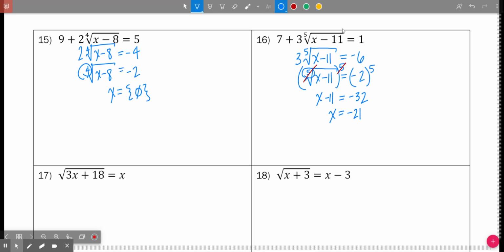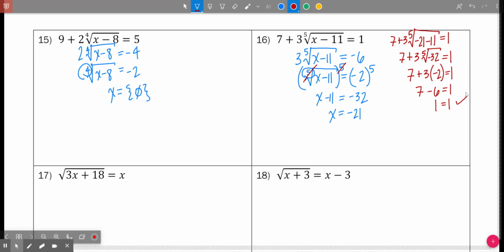I check my answer, so I have 7 plus 3 times the fifth root of negative 21 minus 11 has to be equal to 1. So negative 21 minus 11 is negative 32. So I have 7 plus 3 times the fifth root of negative 32 has to be equal to 1. The fifth root of negative 32 is negative 2. And I have 7 minus 6 equals 1, and 1 is equal to 1.